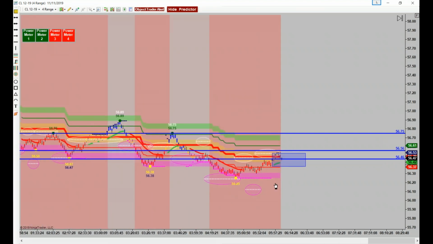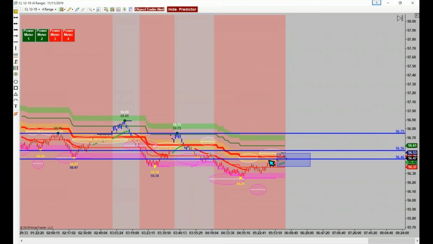Well, look at your lightning. Thrust, retrace, thrust, retrace, thrust. It's heading up. It's not heading down. It's heading up on lightning 2. It's heading up on lightning 1. Isn't it?